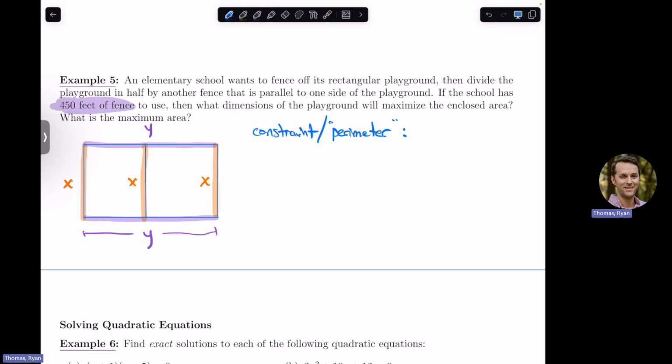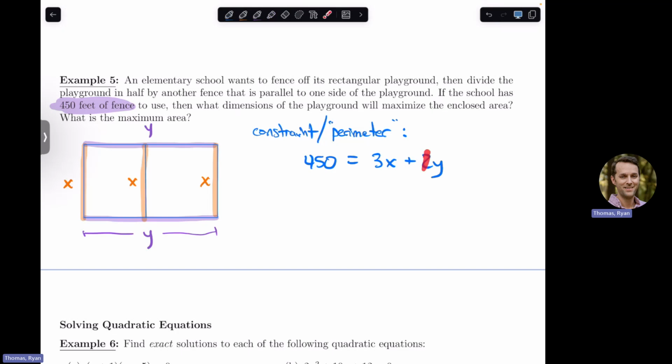We got 450 feet of fence to use. And out of that 450, we need to build what? 3 X's and 2 Y's, the way I've got it labeled. Okay, let's go ahead and solve that either for X or for Y. Which one do you want to go for? Y. Okay. Doesn't matter, just pick one.